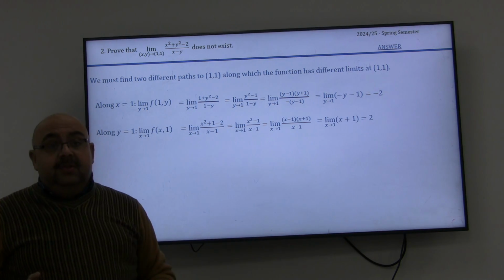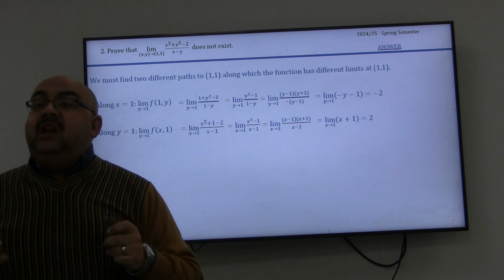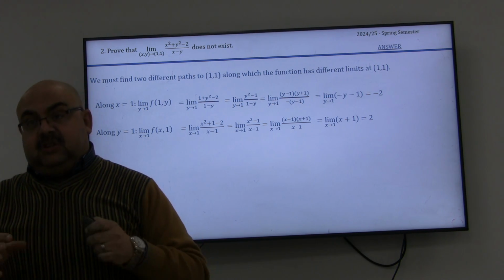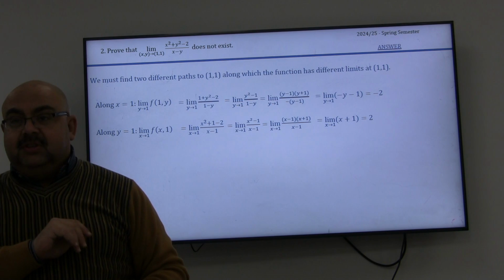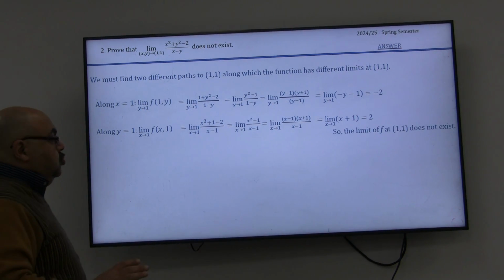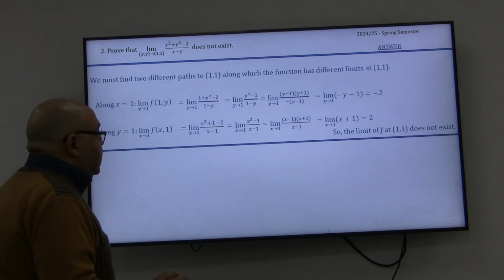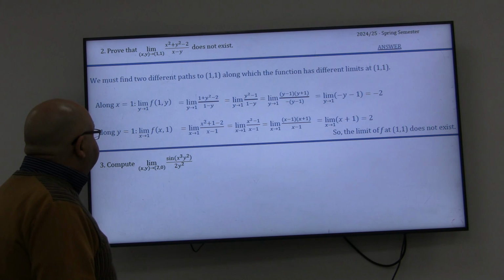Since we had a different limit through various paths, the limit doesn't exist. So all I have to do is write it down: the limit doesn't exist at the point 1.